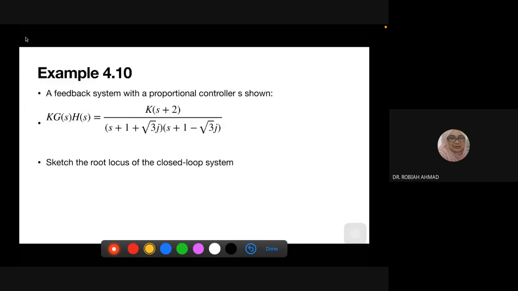Okay, so to understand more, let us look at another example, example 2 from example 4.8 in my textbook. A feedback system with a proportional controller as shown. So now we have the system with open loop transfer function given as KGH(s) = K(s plus 2) over (s plus 1 plus square root 3j)(s plus 1 minus square root 3j). This time we have zeros. So sketch the root locus of the closed loop system.